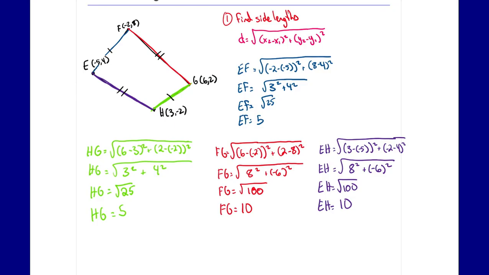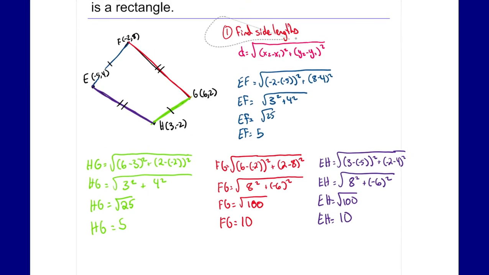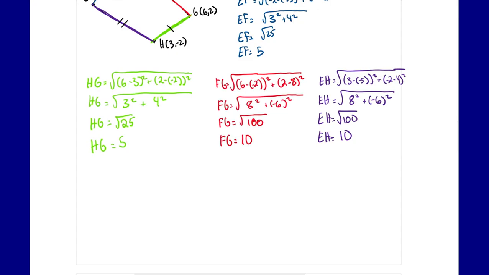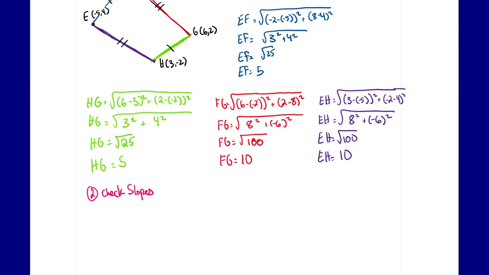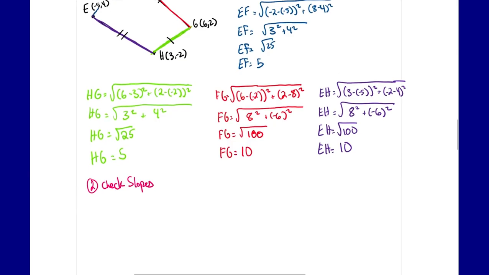Now what we need to do is double check that we have a right angle, right? So we do need to find our slopes. Now, we only need to really find that we have a pair of adjacent sides that meet at 90 degrees or are negative reciprocals. So we're going to check the slopes as our second step. And we are going to look at EH and HG. So the purple and the green line.